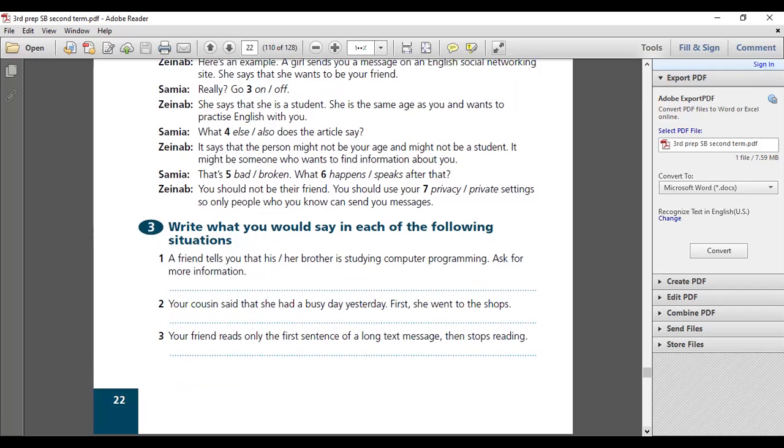Write what you would say in each of the following situations. A friend tells you that his or her brother is studying computer programming. Ask for more information. Wait a moment. I say how wonderful. Tell me more.